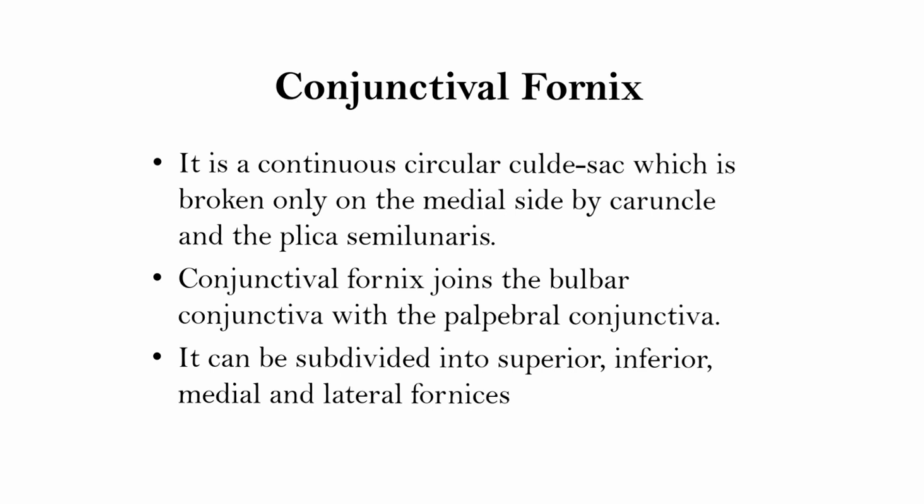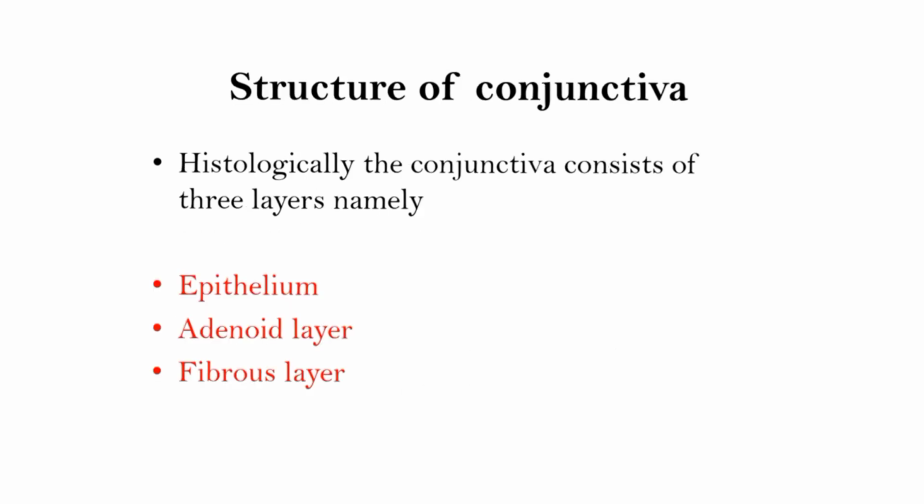Conjunctival fornix. It is a continuous circular cul-de-sac which is broken only on the medial side by the caruncle and the plica semilunaris. The conjunctival fornix joins the bulbar conjunctiva with the palpebral conjunctiva. It can be subdivided into superior, inferior, medial, and lateral fornices. Structure of the conjunctiva: histologically, the conjunctiva consists of three layers, namely the epithelial layer, adenoid layer, and fibrous layer.